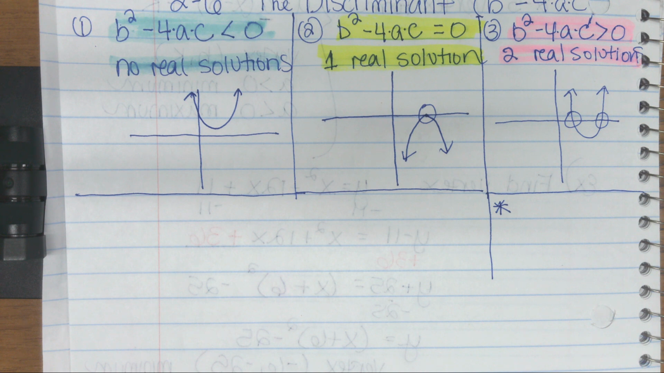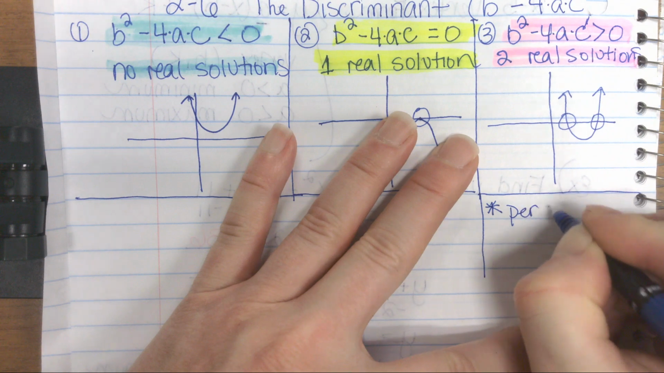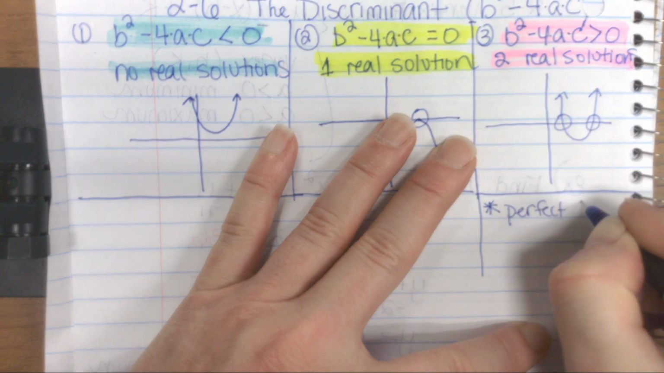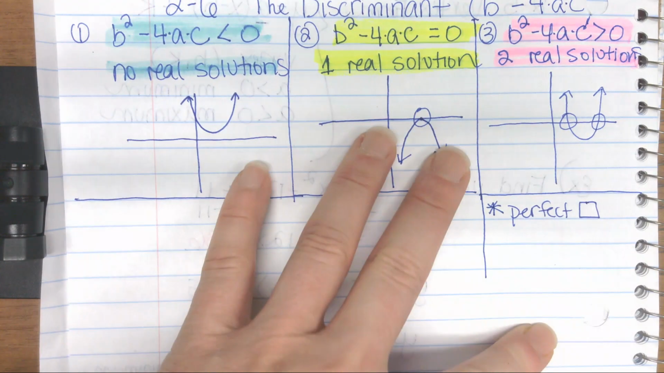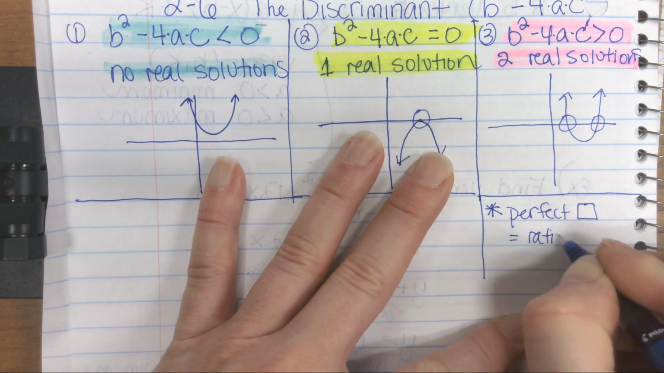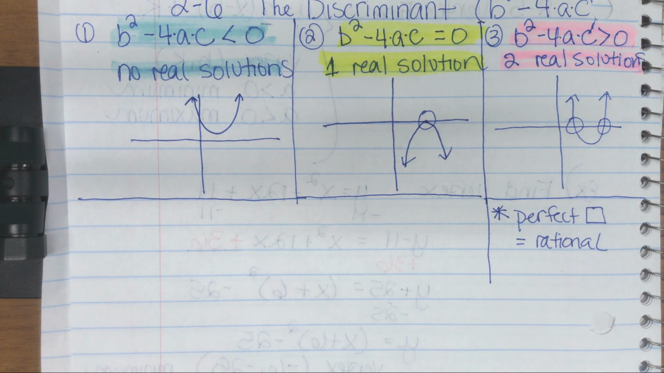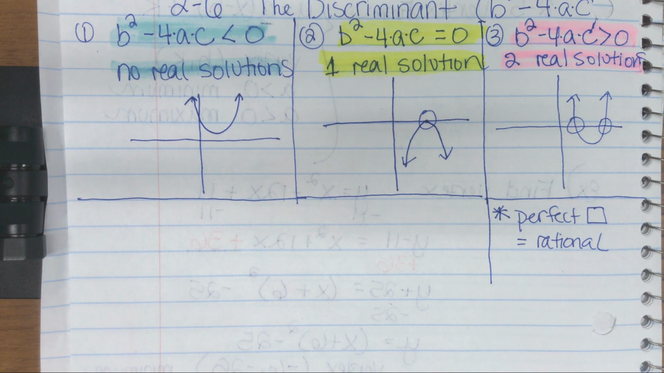Those are called rational answers. So sometimes the book might say, are the answers rational? Yeah, if it's a perfect square and they're rational, you might want to jot that down because you're not going to remember that. Perfect square means rational. Rational answers are whole numbers, or you're going to have a fraction. They're nice numbers.